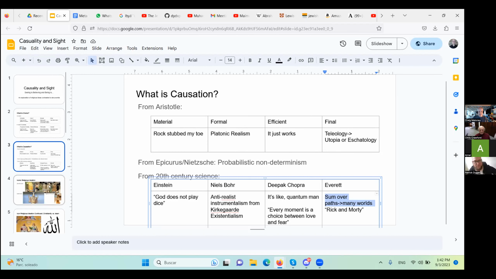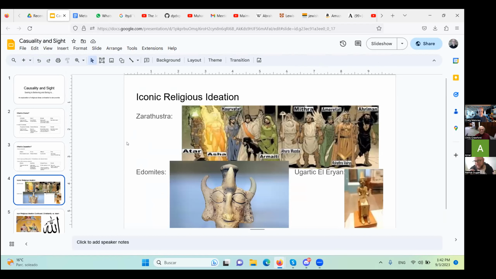So let's pivot a little bit. While people have been debating free will and determinism, there's been this other current in religious history about are images okay? Is art okay?